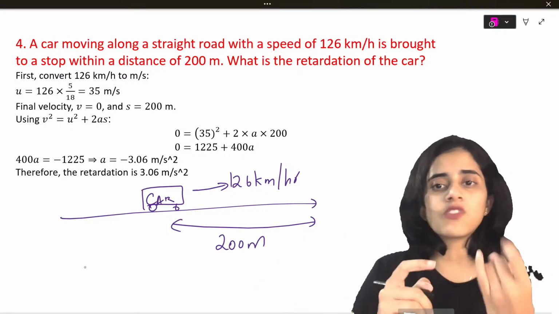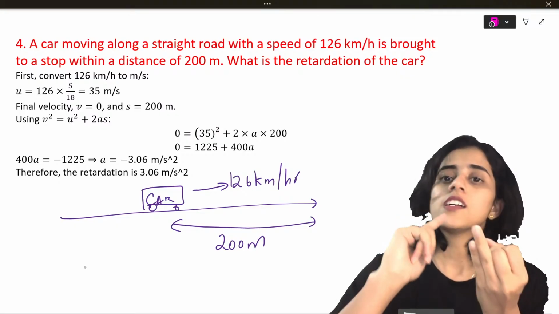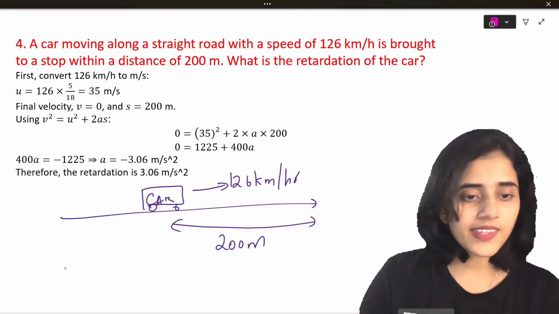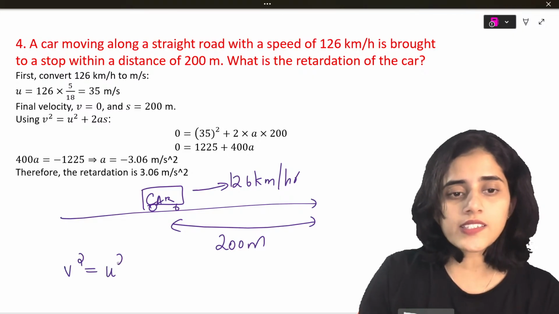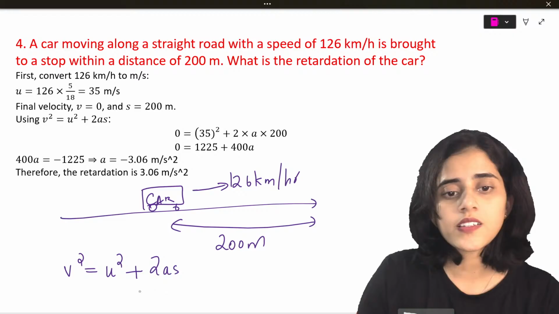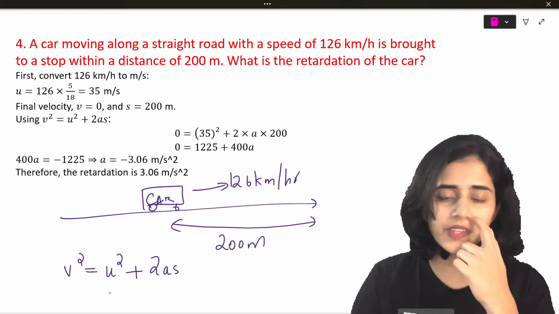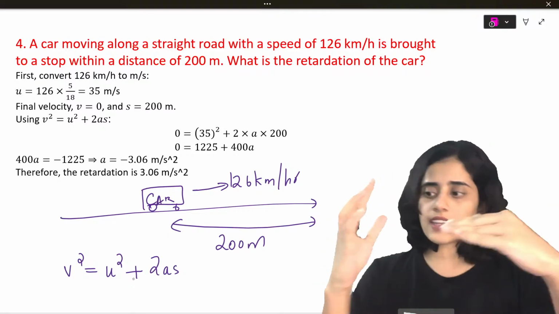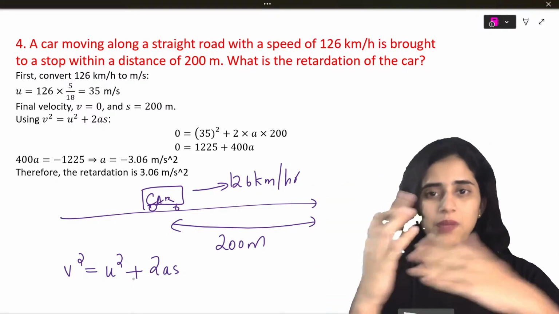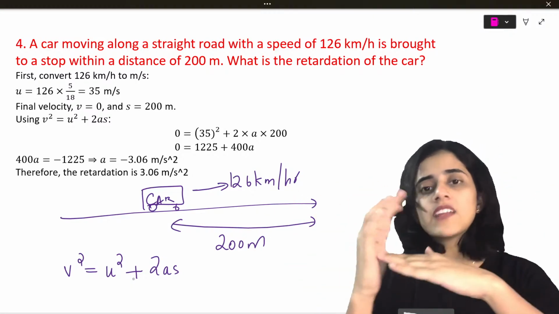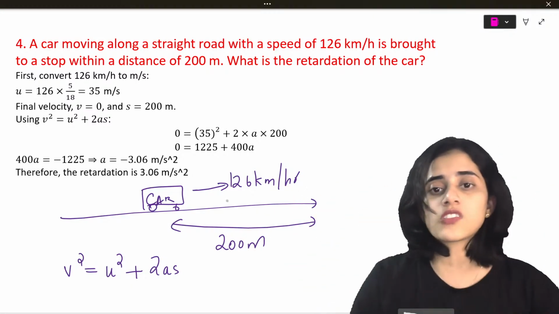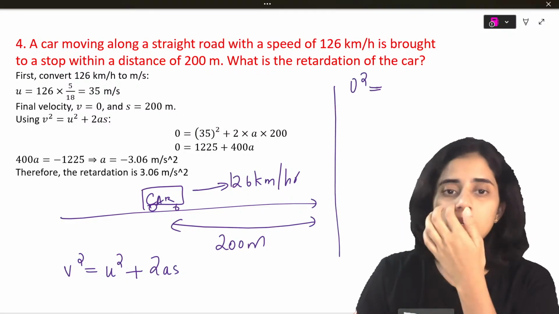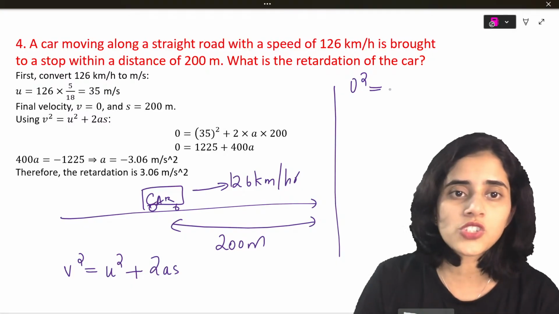So what is one formula that we know that connects acceleration, velocity and displacement? That is v square is equal to u square plus 2as. Now, see, the car was going fast and then it stopped. So, final velocity is what? It stopped. So, final velocity is 0. So, you can say 0 square is equal to initial velocity square plus 2as.